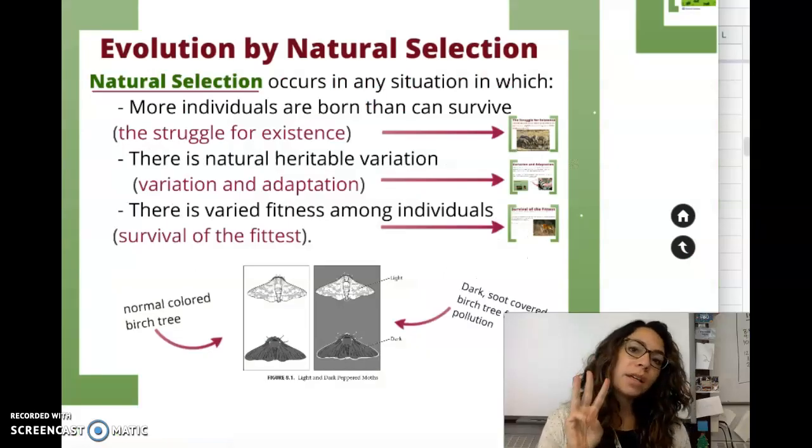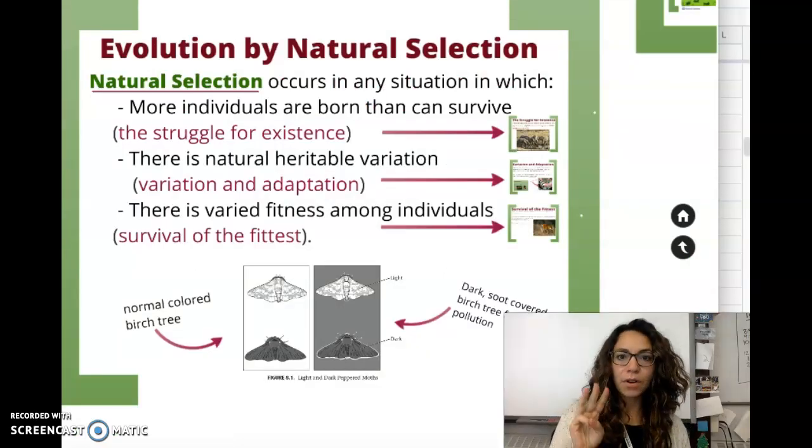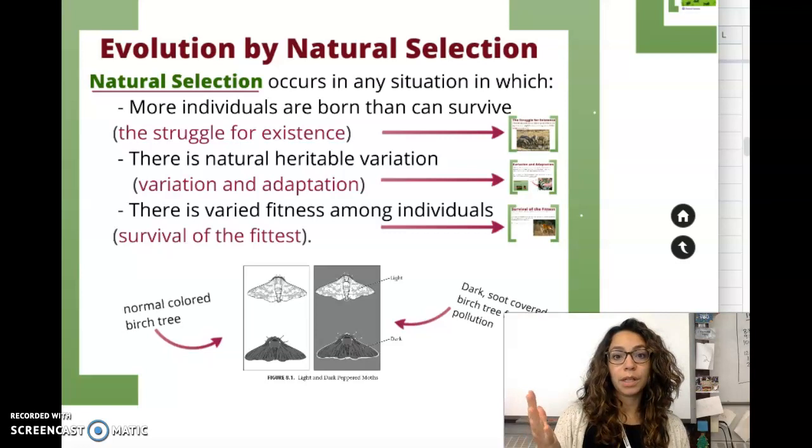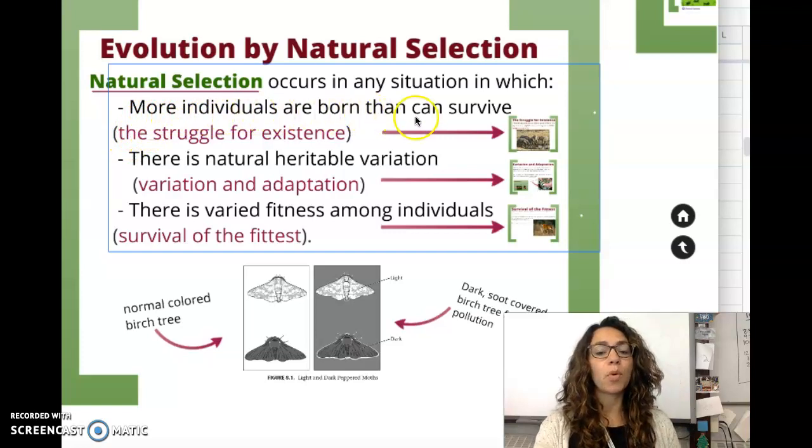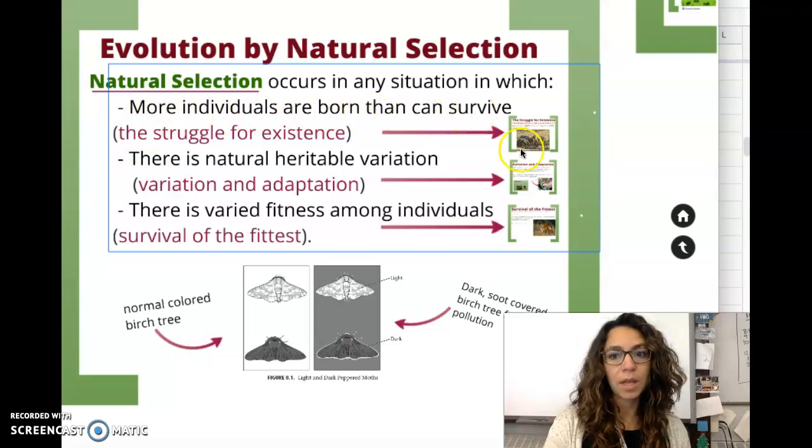So there are three conditions that are necessary for natural selection to occur. First is called struggle for existence. So more individuals need to be born than can survive. And we'll look at each of these more in depth in a second.